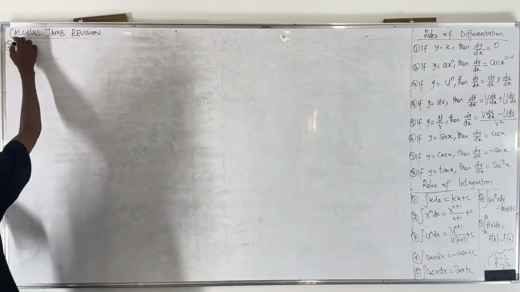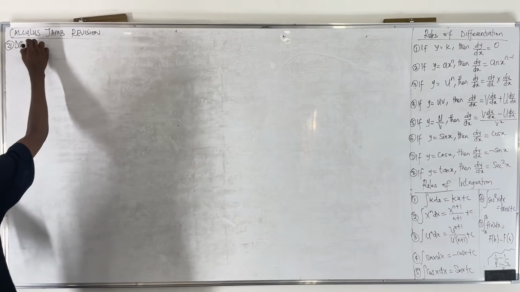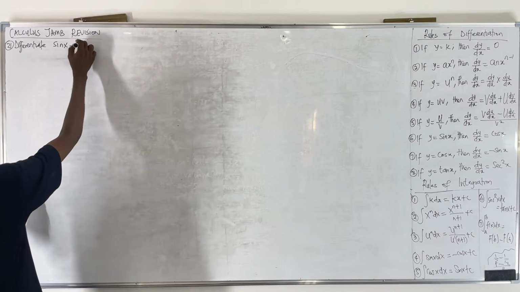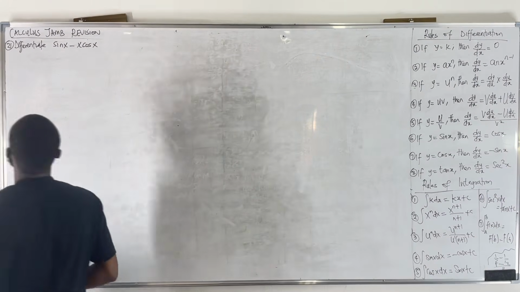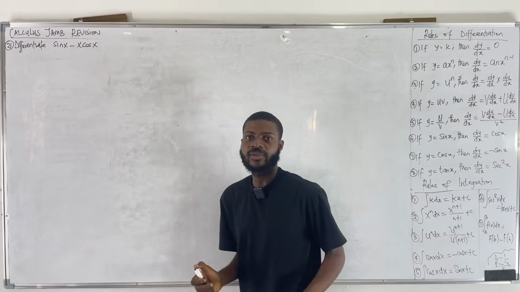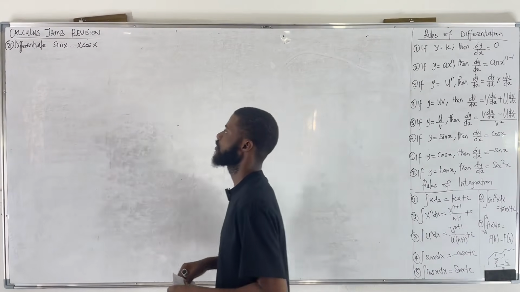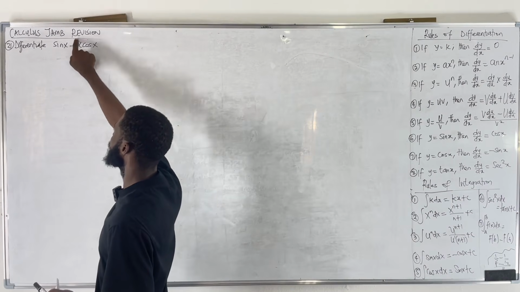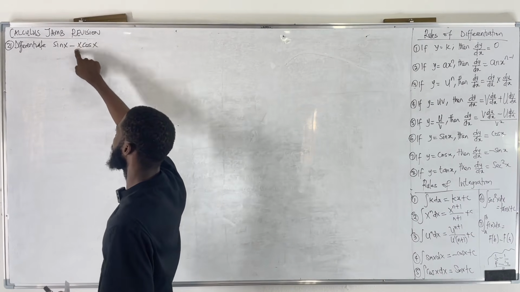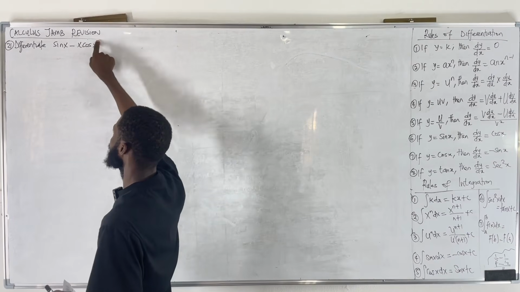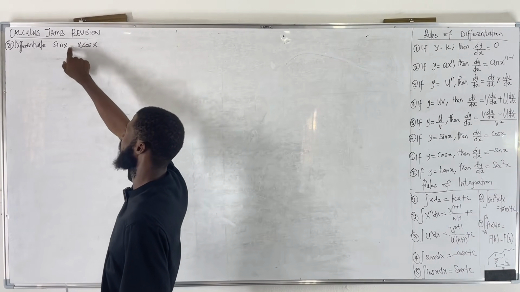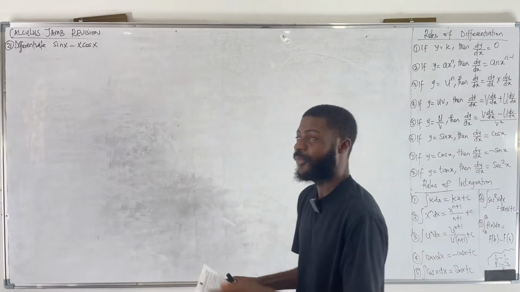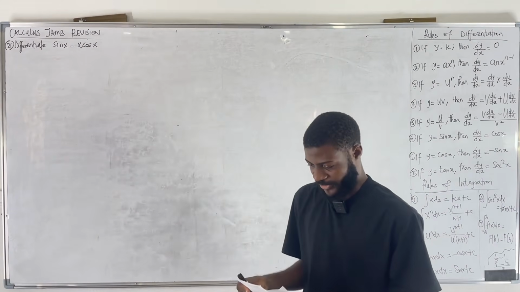Okay, so differentiate sine x minus cos x. This one is for you guys. You should try this one out. Let me know the answer in the comment section. You have to be very careful though. When you are differentiating this side, just put a bracket here, because this minus might make some of your answers wrong. Let me know the answer in the comment section.